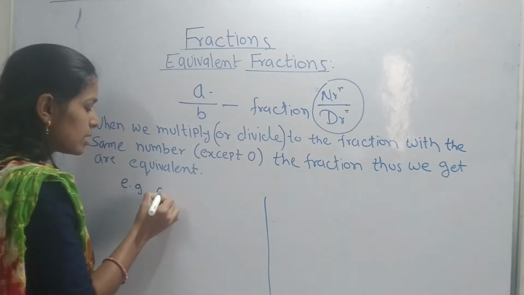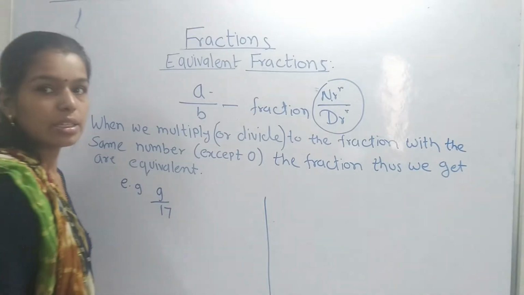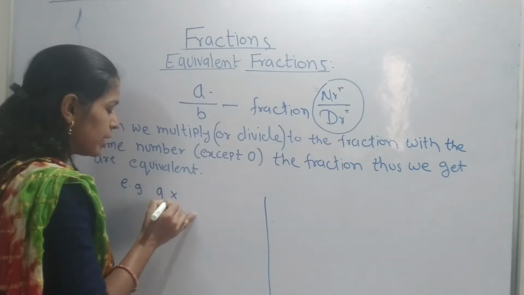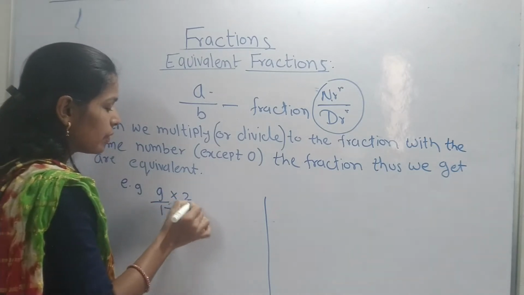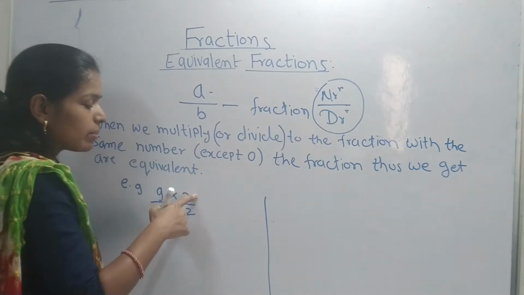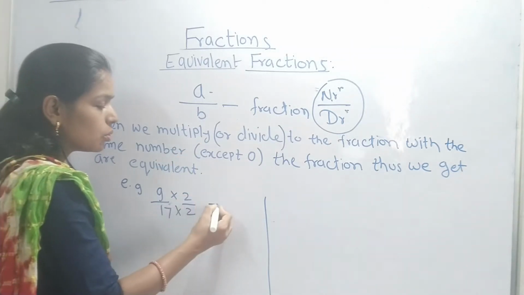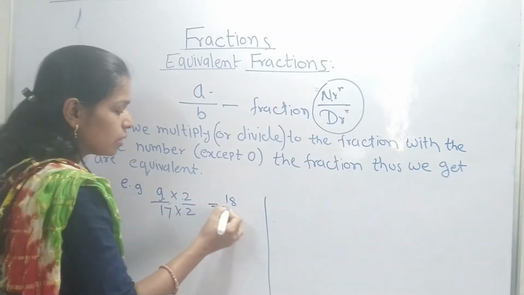See here, this is 9 upon 17. Now what am I going to do? I am going to multiply this 9 upon 17 by 2. If I multiply by 2, we have to multiply both numerator and denominator. So 9 into 2 is equal to 18. 9 2s are 18 and 17 2s are 34.